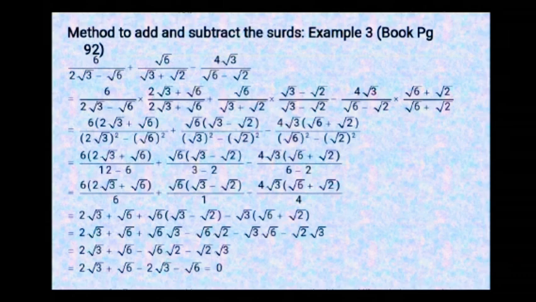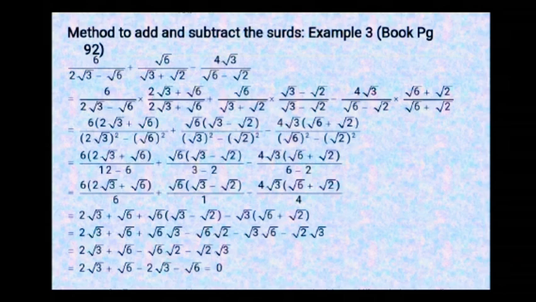So let's start. First step is 6 over 2 under root 3 minus under root 6 will be multiplied by the conjugate of the denominator, that will be 2 under root 3 plus under root 6 divided by 2 under root 3 plus under root 6. Now the second term, plus under root 6 divided by under root 3 plus under root 2 multiplied by its conjugate, that is under root 3 minus under root 2, also divided by under root 3 minus under root 2. Third term is minus 4 under root 3 divided by under root 6 minus under root 2, which will be multiplied by its conjugate under root 6 plus under root 2, also divided by under root 6 plus under root 2.